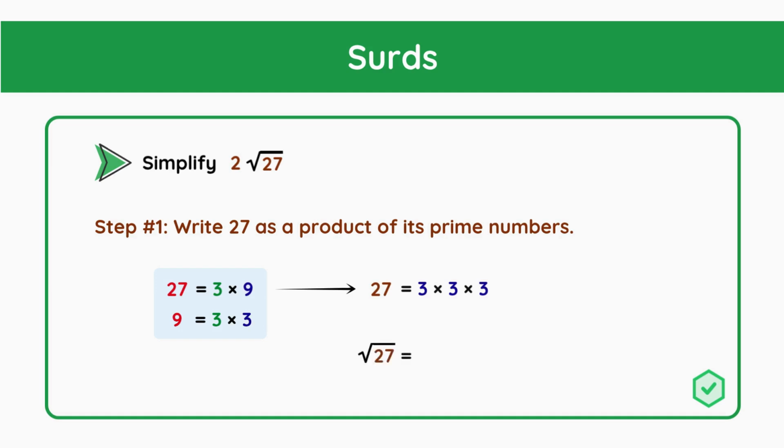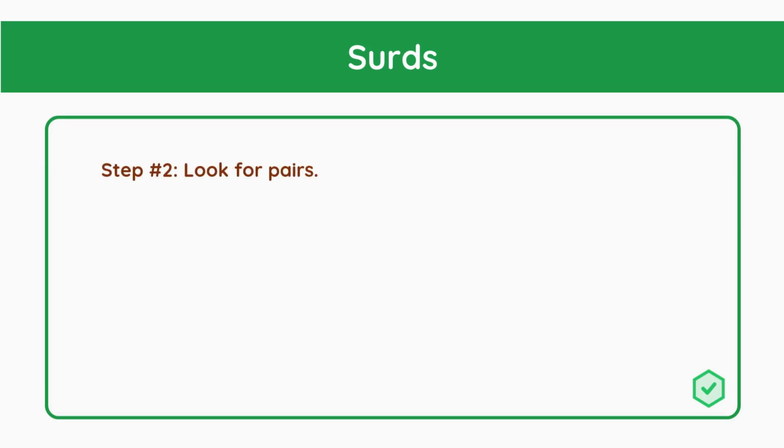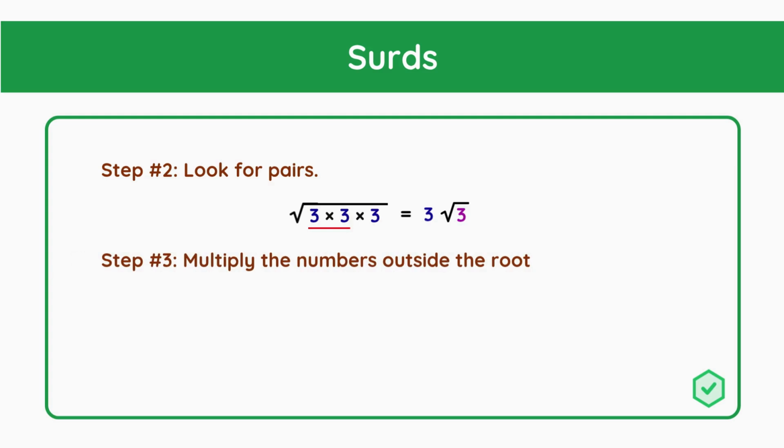Let us put this under the root. Square root of 3 times 3 times 3. Now we look for pairs. We have one pair of 3's inside the square root. We move this pair outside where it becomes a single 3, leaving the remaining 3 inside the root. 3 square root of 3. Finally, we multiply this simplified surd by the original coefficient of 2 that was already sitting outside. So 2 times 3 square root of 3 equals 6 square root of 3. Thus, the fully simplified form of 2 square root of 27 is 6 square root of 3.